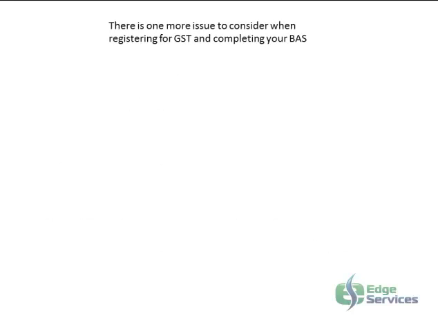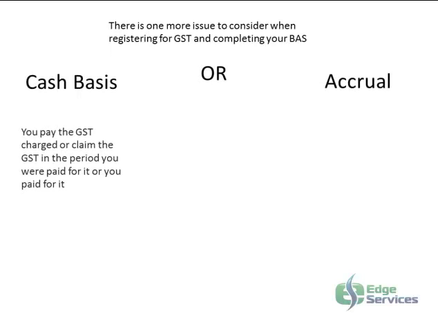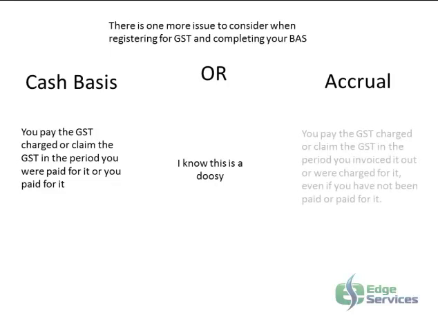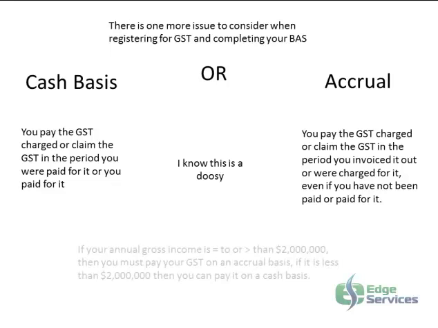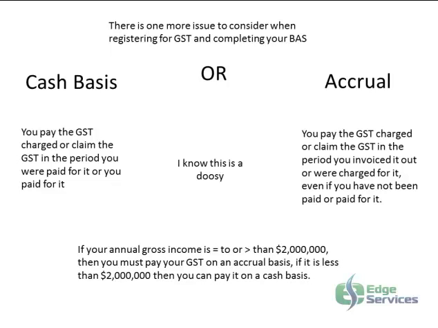There is one more issue to consider when registering for GST and completing your BAS. Cash basis or accrual. With cash, you pay the GST charged or claim the GST in the period you were paid for it or you paid it. I know, this is a doozy. With accrual, you pay the GST charged or claim the GST in the period you invoiced it out or were charged for it, even if you have not been paid or paid for it. If your annual gross income is equal to or greater than $2 million, then you must pay your GST on an accrual basis. If it is less than $2 million, then you can pay it on a cash basis.